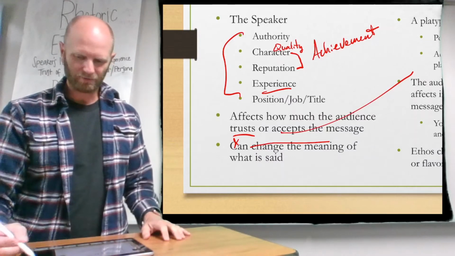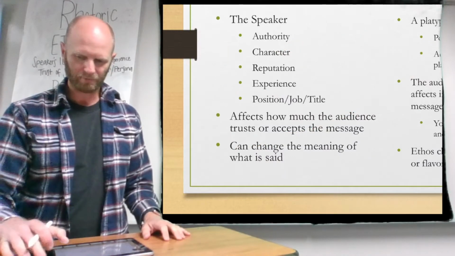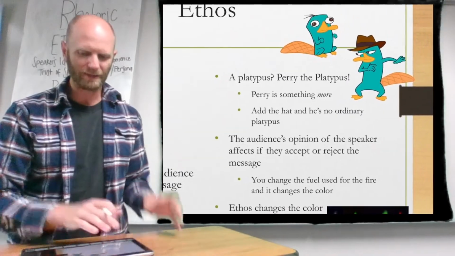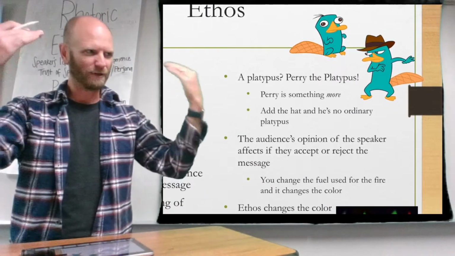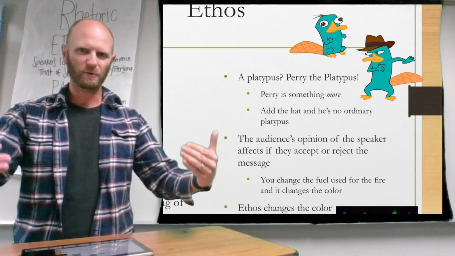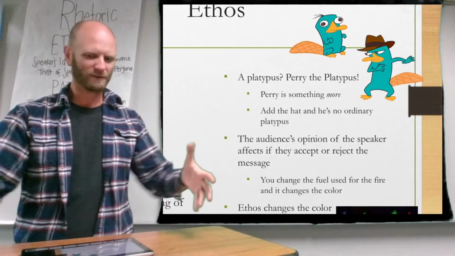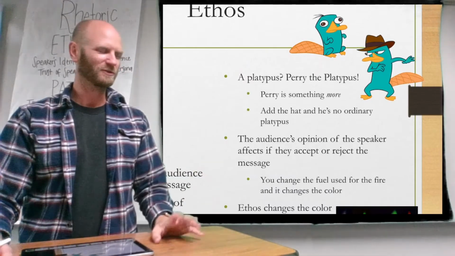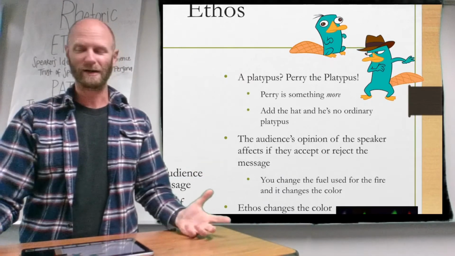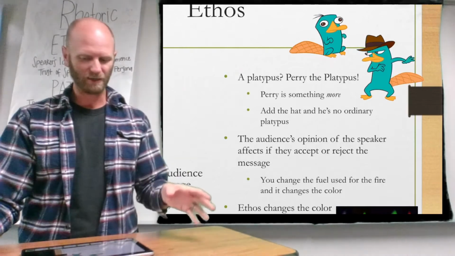This is all just kind of, there we go. I'm going to have to turn that off. There we go. So again, the idea is putting on the hat completely changes who the person is. It's not just a platypus, it's Perry the platypus. Sorry, that was my horrible Doofenshmirtz impression I've been practicing. I don't think it went off very well. I'm just going to keep going.